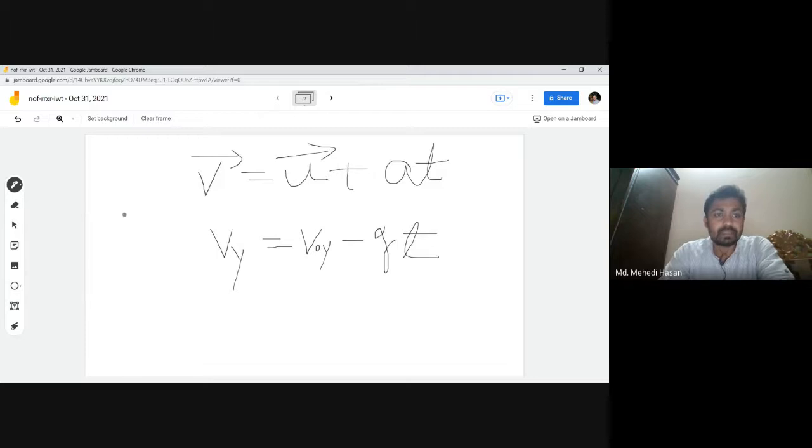Now the thing is that if you consider the object is thrown from a particular height downward, in that case the initial velocity will be along that direction. Initial velocity is v naught y. Just the y component, I'm considering the y component, which is downward.